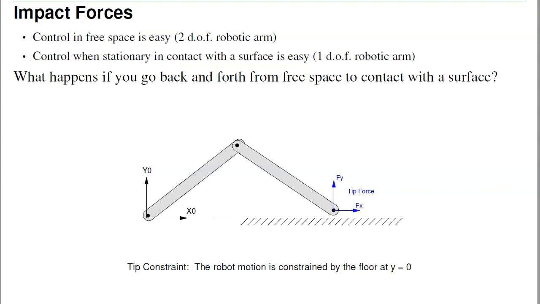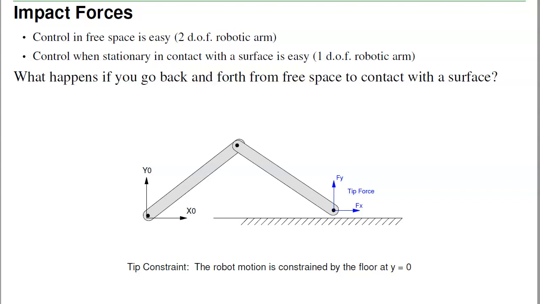Here's a problem for you. What happens if you go from free space and then come in contact with a surface? That's actually a very hard problem. What we did previously would be I'd have one model in free space, that's a 2-degree freedom robot. As soon as I come in contact with the surface, I suddenly lose a degree of freedom, come up with a completely new set of dynamics, and control the second system. As soon as I leave the surface, I then drop that model, switch back to a 2-degree freedom model.